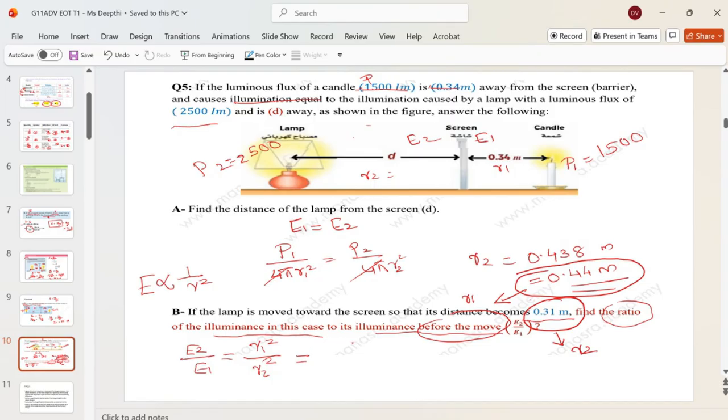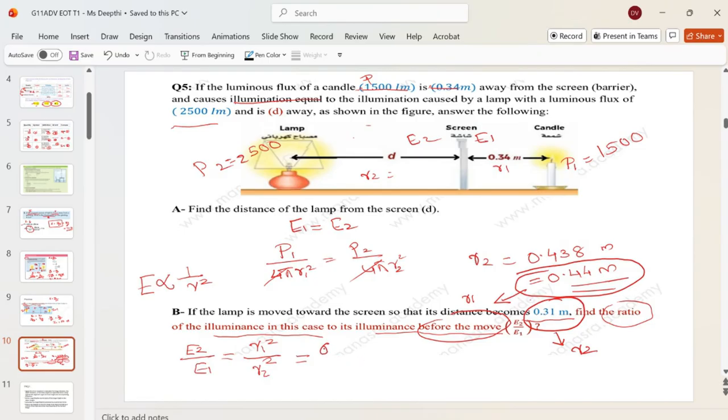The ratio of illuminance after you move to 0.31 to before it was at 0.44. So that is why we take R1 as 0.44 here in this question and R2 as 0.31. Okay. Please make sure that the candle has nothing to do with question B. It's only about the lamp. So we are not considering anything about the candle. We are only considering the lamp's two positions, one at 0.44 and the other 0.31.